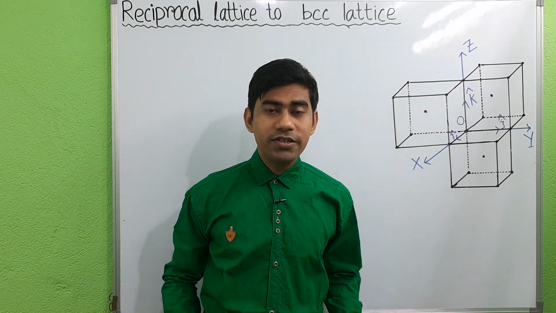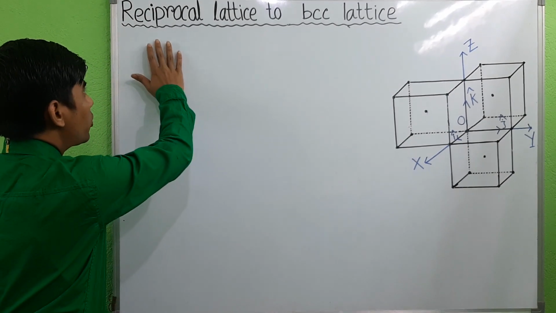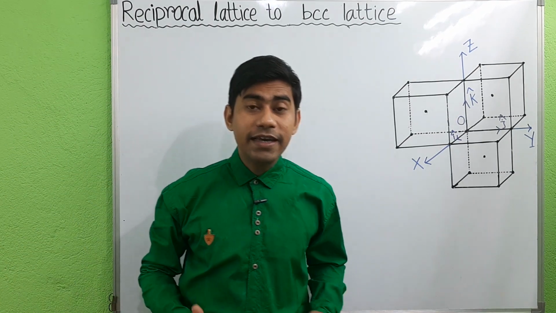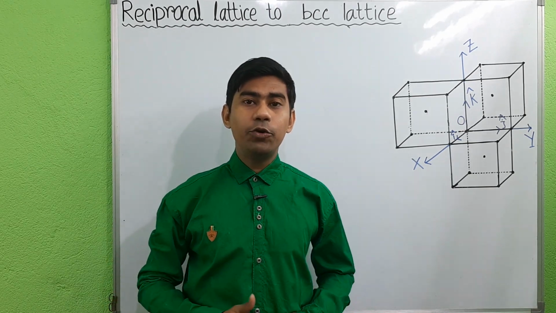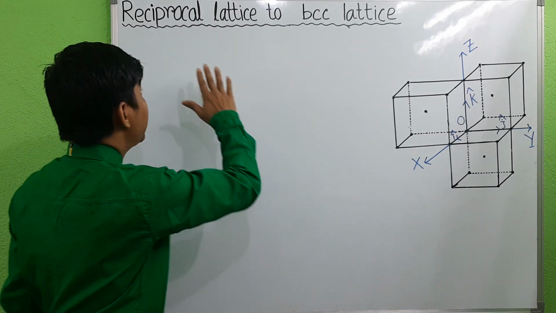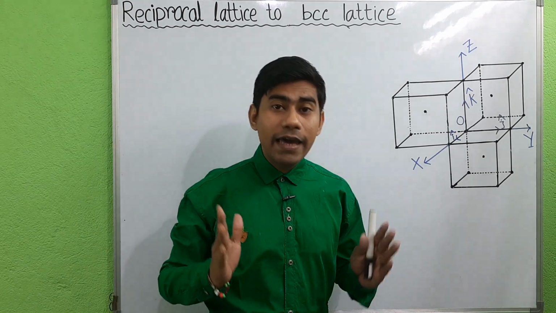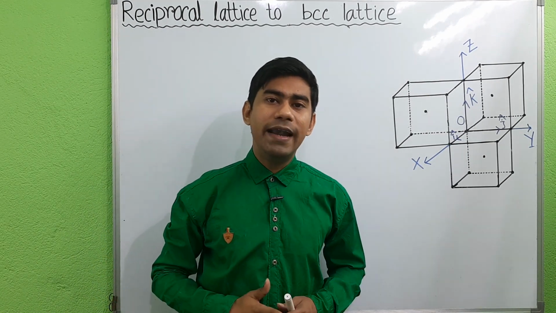I am Amlan Das. Now I am going to discuss the reciprocal lattice to the BCC lattice, that is, the reciprocal lattice to the body centered cubic lattice, and we will show that the reciprocal lattice to the BCC lattice is the FCC lattice, that is, the face centered cubic lattice.